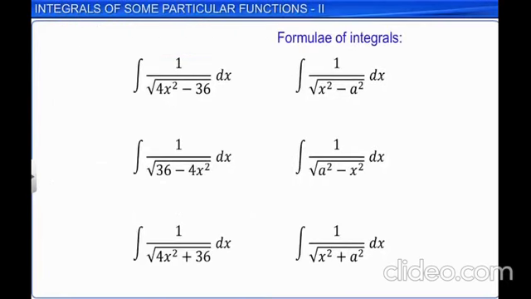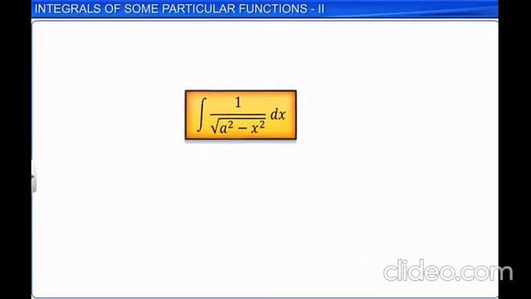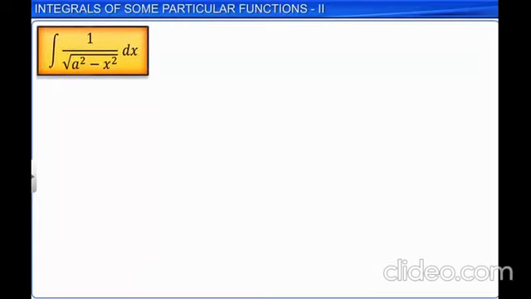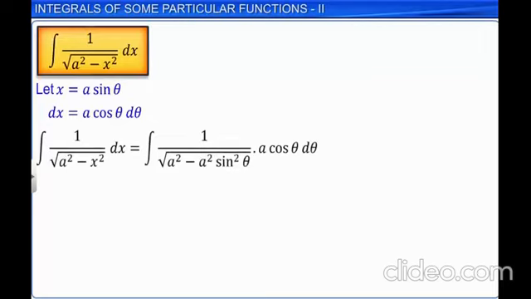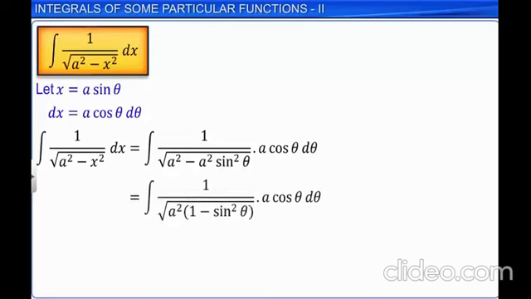In addition to the integral of the type just discussed, there are some integrals in which the integrand can be expressed as 1 upon square root of a square minus x square. To find the solution of this standard integral, we substitute x as a sine theta. On differentiating, we get dx is equal to a cos theta d theta. Substituting these values in the standard integral, we get the expression as shown. The denominator can be rearranged by taking a square common among the terms.